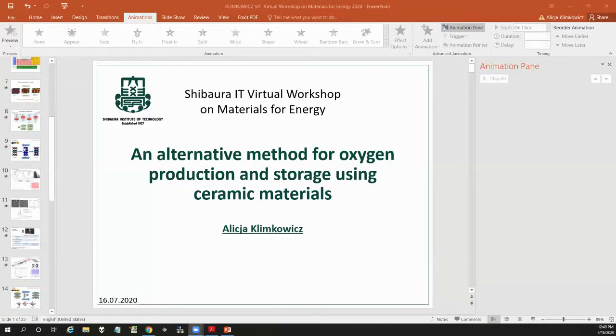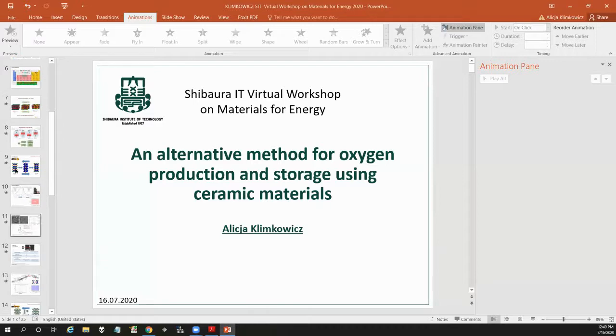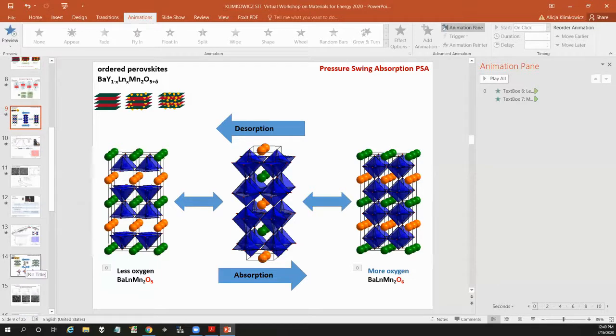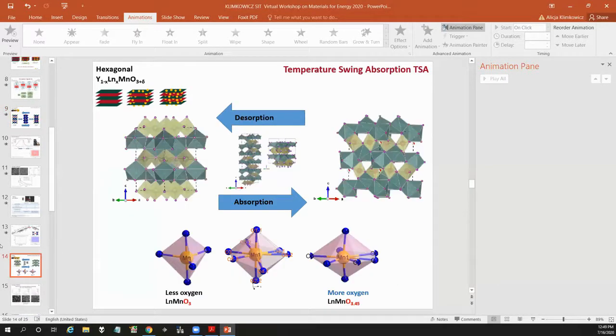You mentioned that the first one, I think it's a hexagonal perovskite, utilizes oxygen vacancies, and the second one, the TSA material, utilizes interstitial oxygen species. My question is, does the latter, the TSA material, utilize phase transformation? It does. Yes, both of the materials go through phase transformation.